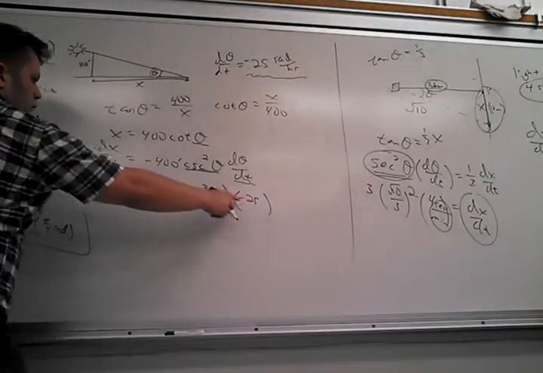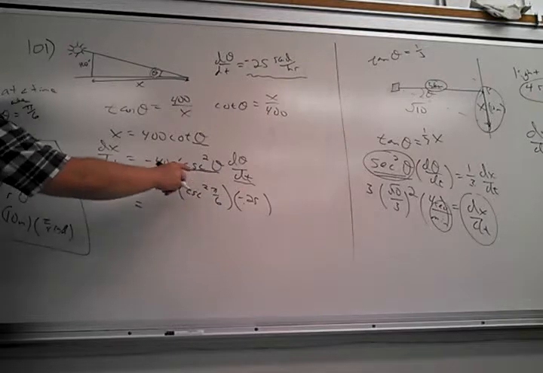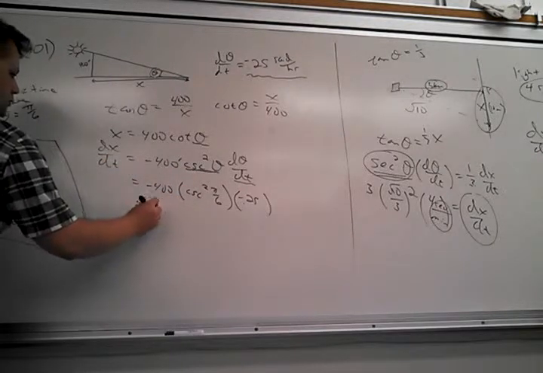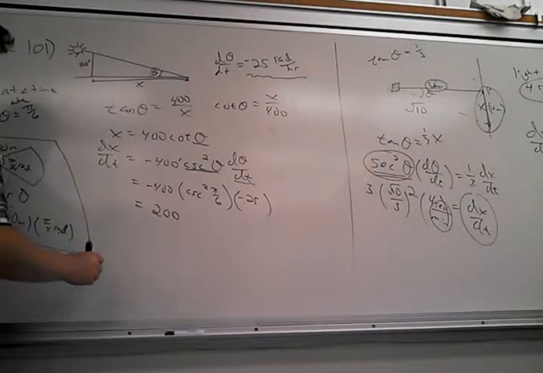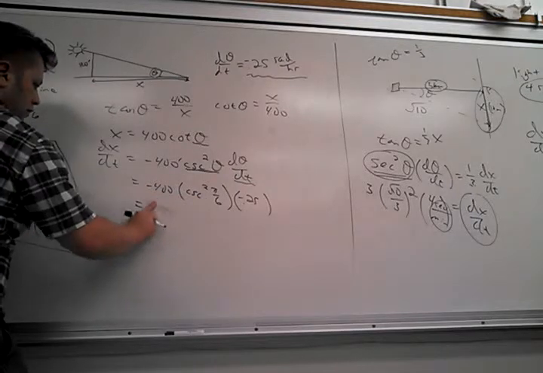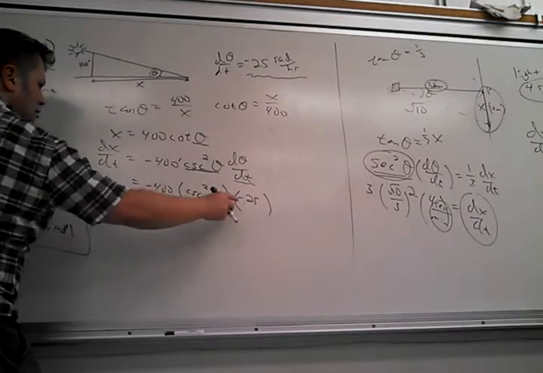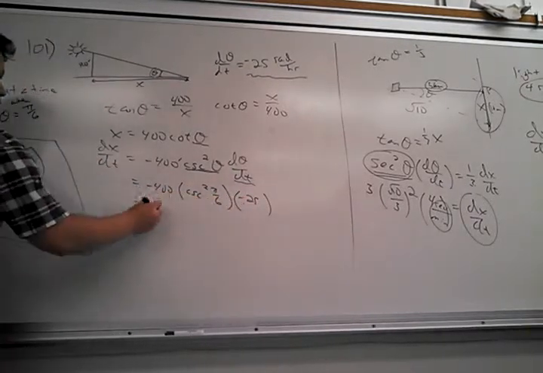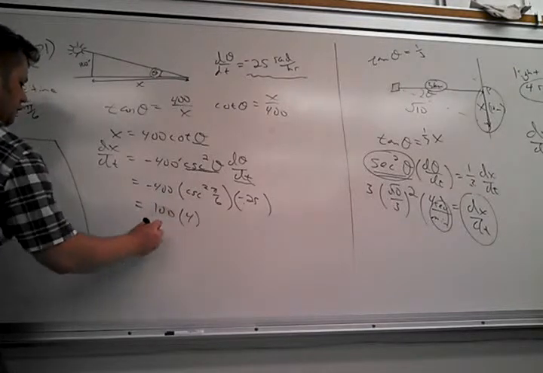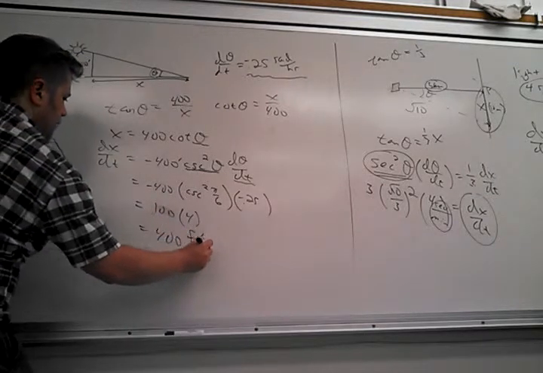So now you get 1/4 of 400 is 100. The negatives cancel. This was 2, so you get 200. Well, this is 2 squared though, right? So we get 1/4 of 400, you get 100 times 4, so you get 400 feet per hour.